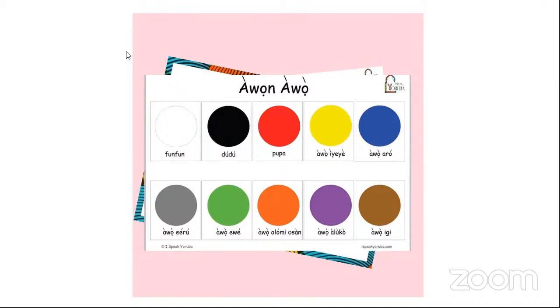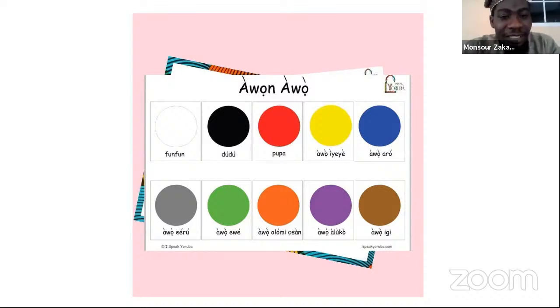And black is known as dudu. Dudu. Black is dudu. And red is pupa. Red is pupa. And yellow is known as, remember, color generally in Yoruba is known as awo. Color means awo.